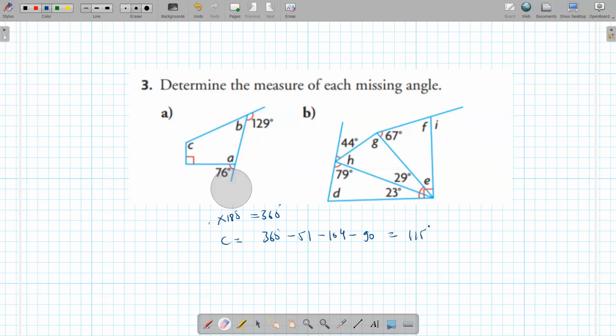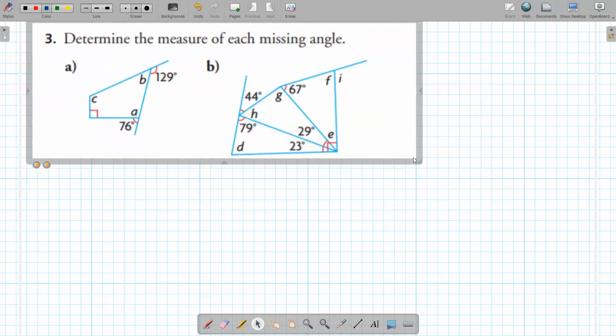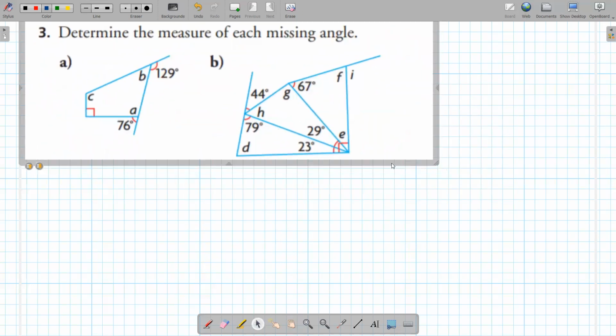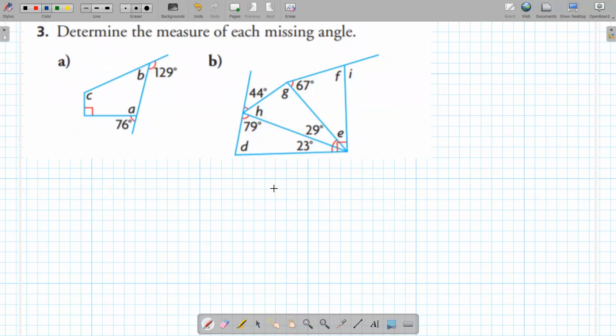Let's look at B. B looks complicated, but it's not. I mean, there's only 2 ideas. We need to use the straight line ideas and ideas on a triangle. Where do we start? Let's start with D. How do we find D? Again, this is a triangle, right? What do angles in a triangle add up to?